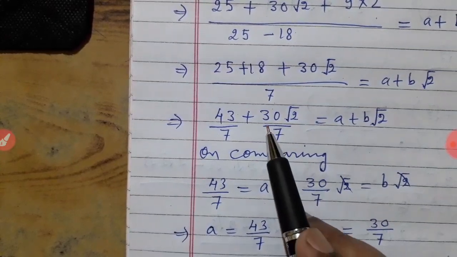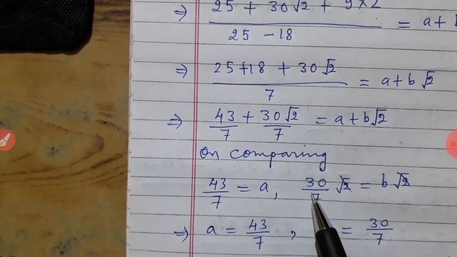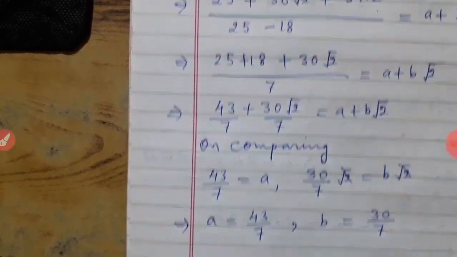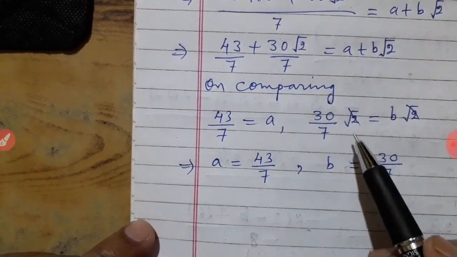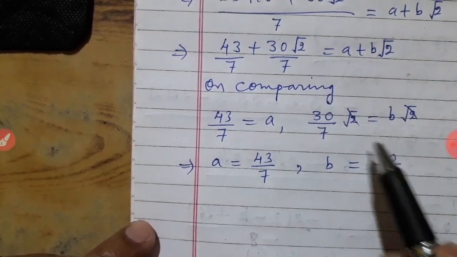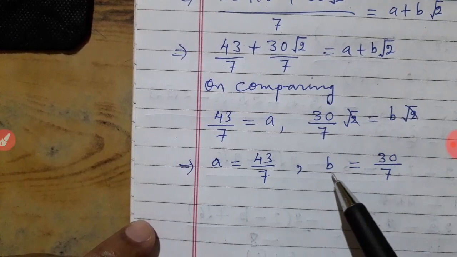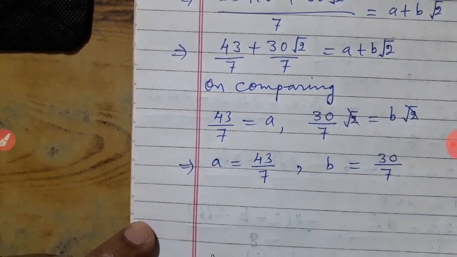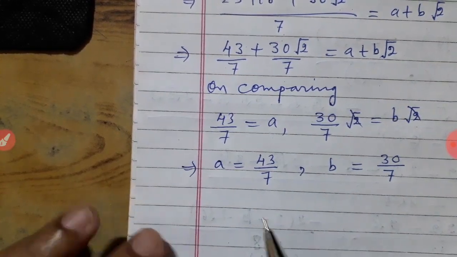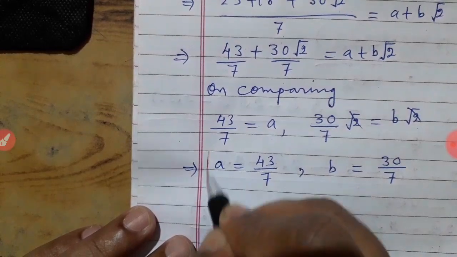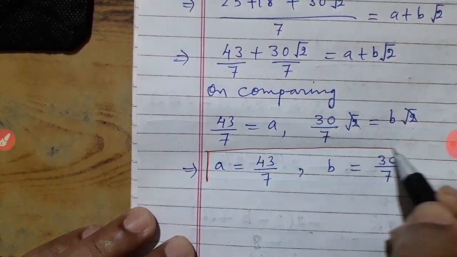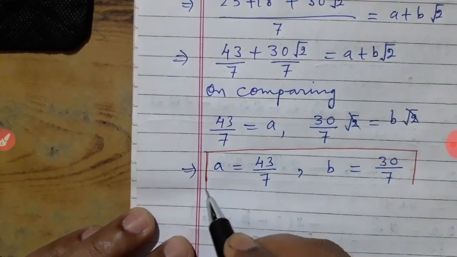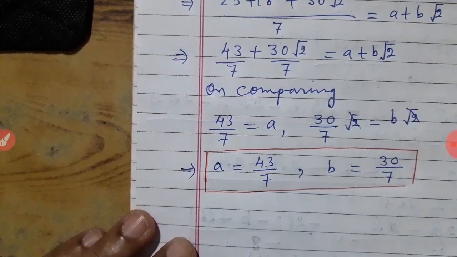So we get here 30 root 2 upon 7 is equal to b root 2. Now you can cut root 2 with root 2. So what you are getting? b is equal to 30 upon 7 and a is equal to 43 upon 7. So these are the values of a and b. We were asked to find out the value of a and b. So we get a is equal to 43 upon 7 and b is equal to 30 upon 7.